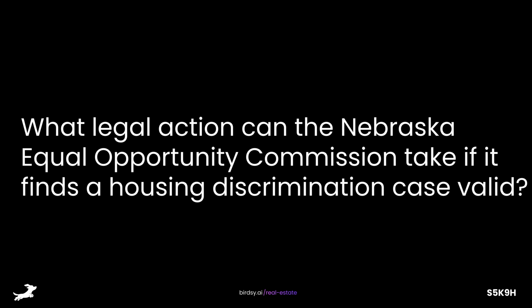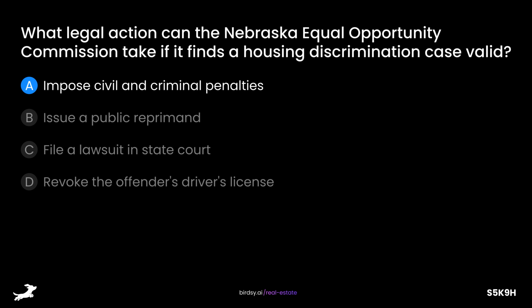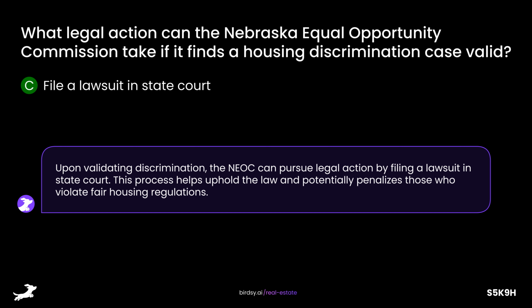What legal action can the Nebraska Equal Opportunity Commission take if it finds a housing discrimination case valid? Is it A, impose civil and criminal penalties, B, issue a public reprimand, C, file a lawsuit in state court, or D, revoke the offender's driver's license? The answer is C, file a lawsuit in state court. Upon validating discrimination, the NEOC can pursue legal action by filing a lawsuit in state court. This process helps uphold the law and potentially penalizes those who violate fair housing regulations.